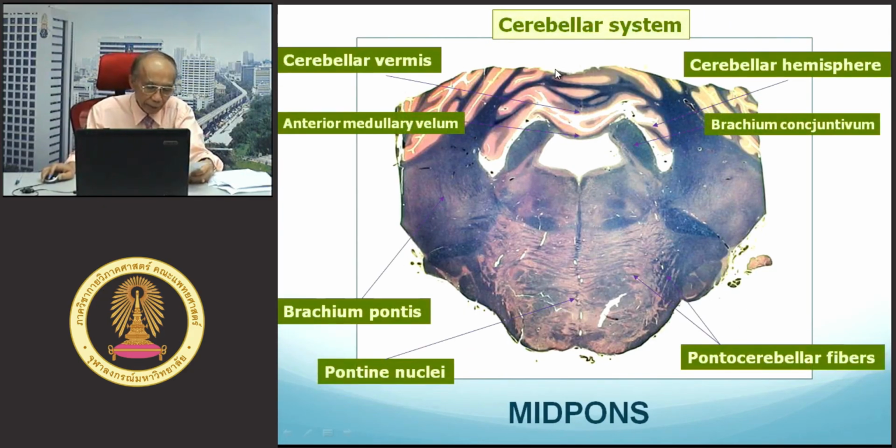The cerebellar system includes the cerebellar vermis, the cerebellar hemisphere, the brachium conjunctivum of both sides interconnected by the anterior medullary velum. Now, this is the brachium conjunctivum, the brachium pontis, pontine nuclei, and pontocerebellar fibers.